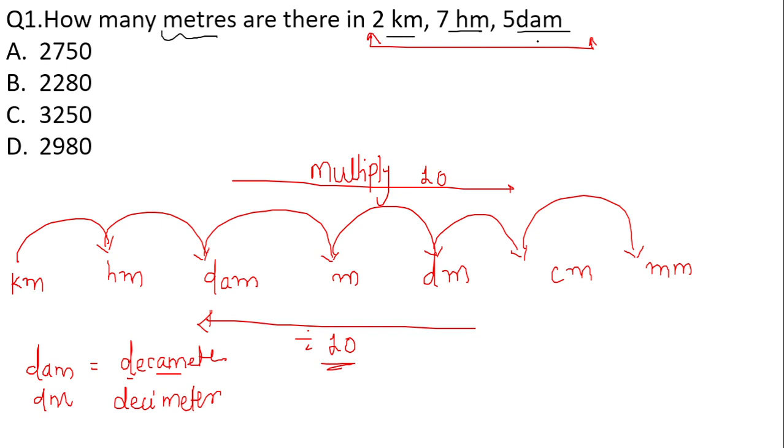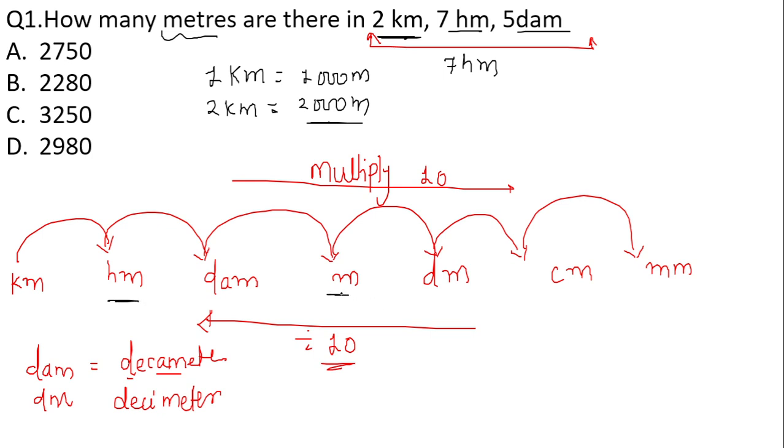As we know, 1 kilometer is equal to 1000 meters. So can I write 2 kilometer is equal to 2000 meter? Yes. So I have converted 2 kilometer into meters. Next, for 7 hectometer, we have to convert hectometer to meter. For that we are going to multiply by 10 two times, because we multiply by 10 for each step. Here we take 2 steps to reach meter from hectometer. So 1 hectometer is equal to 10 into 10, that is 100 meters. So 7 hectometer will be equivalent to 700 meters.